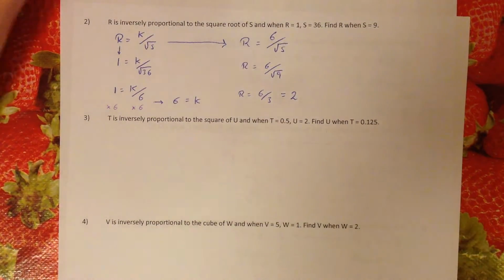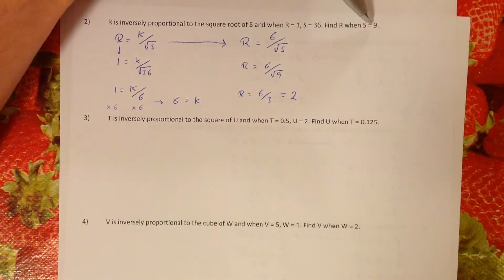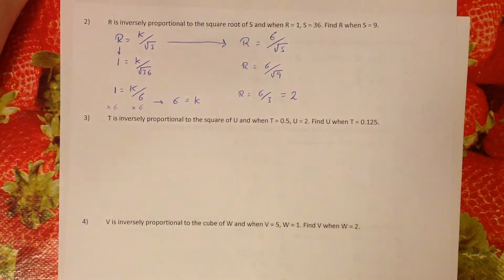Let's double check that they're inversely proportional. So S went down from 36 to 9, so we're looking for R to go up. R went from 1 to 2. So R has increased as S has decreased, so they are indeed inversely proportional.